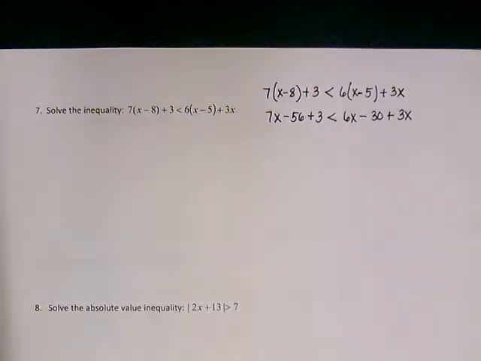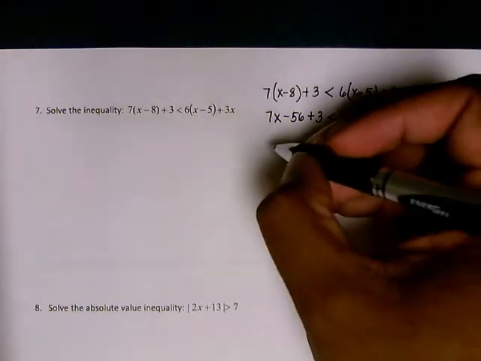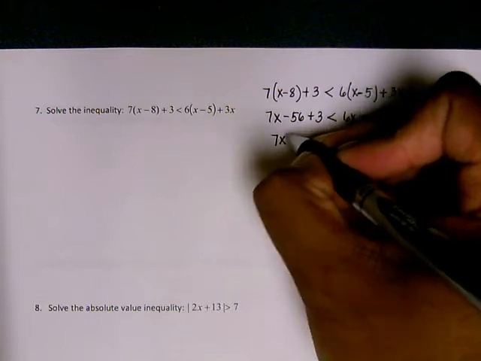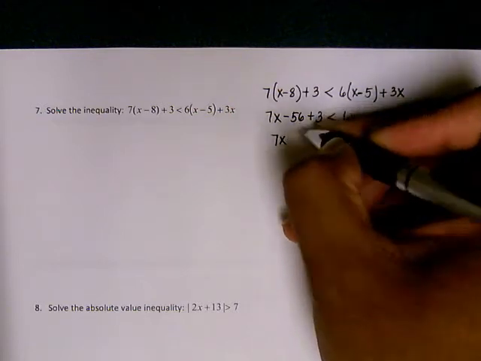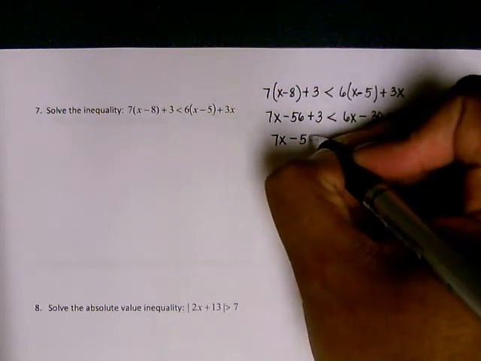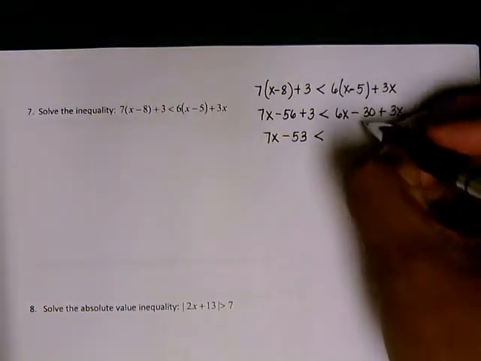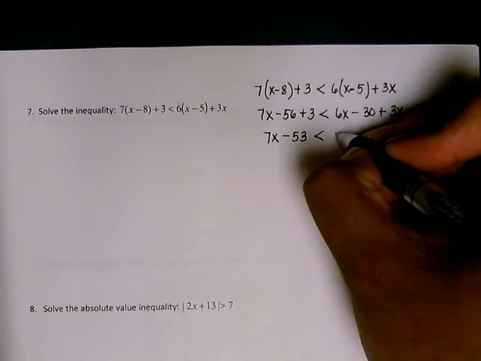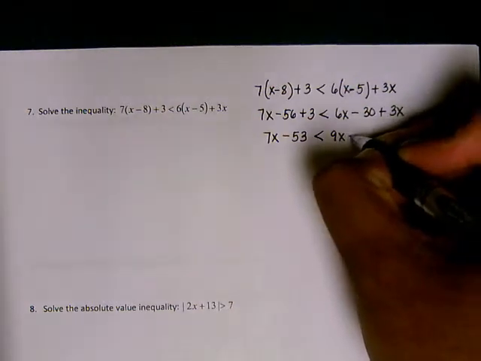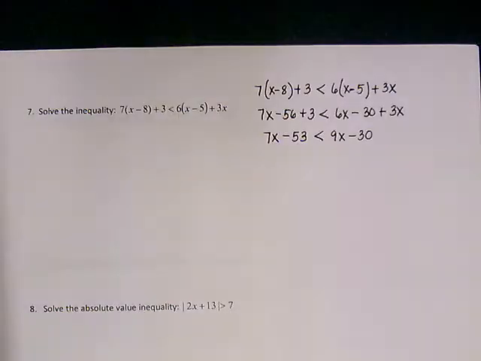Now let's combine like terms on both sides. On the left side, I'm going to bring down the 7x. Minus 56 plus 3 will be minus 53. So I have 7x minus 53, and that's less than. 6x plus 3x will be 9x, and then bring down minus 30. So you got 7x minus 53 is less than 9x minus 30.